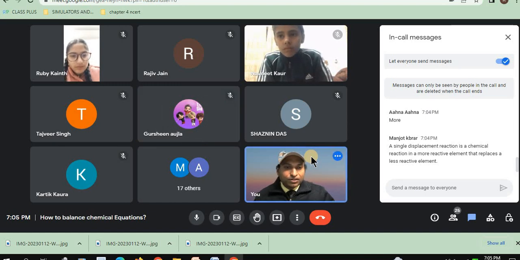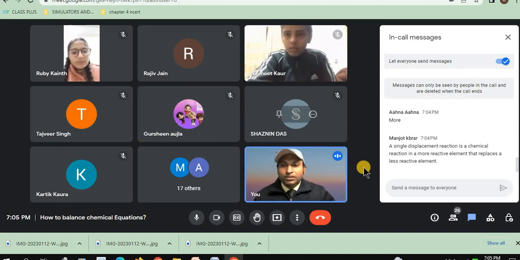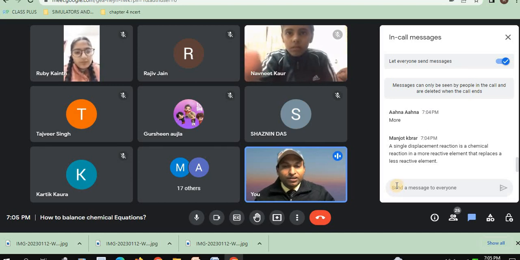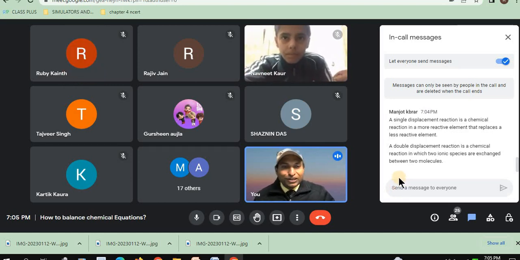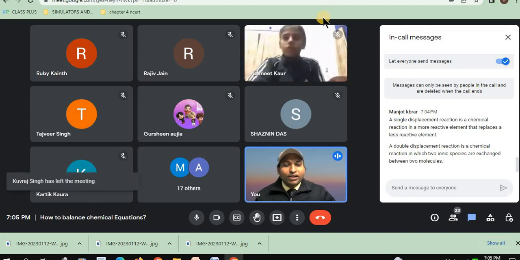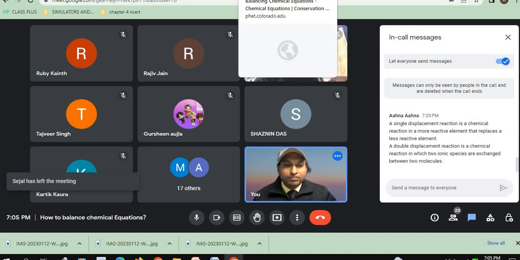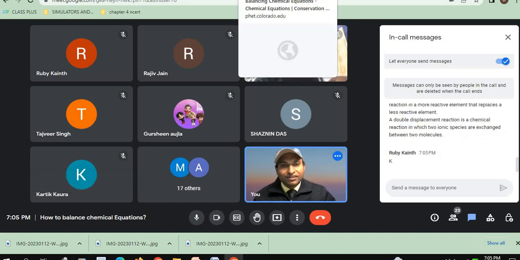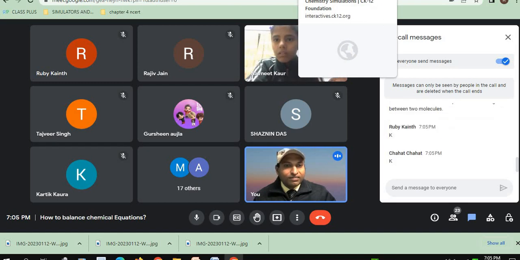Very good, very nice. So you know all these things. We know A plus BC gives AC plus B, AB plus CD gives rise to AC plus BD. Now one point she told: a more reactive metal can displace a less reactive metal, isn't it? Can anyone tell which metal in the reactivity series is coming at the top? Potassium. Very good, very nice.